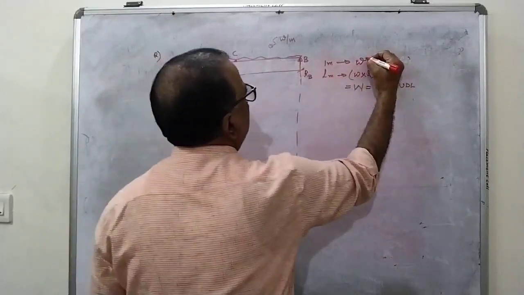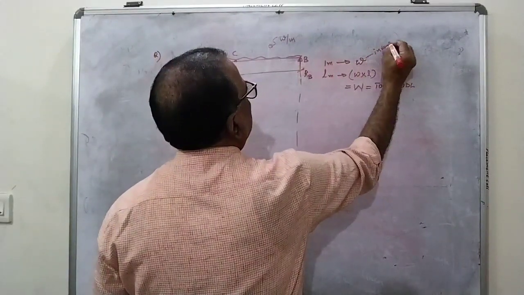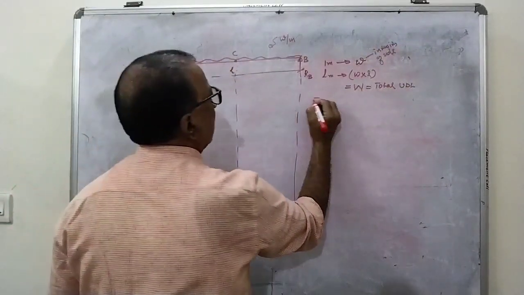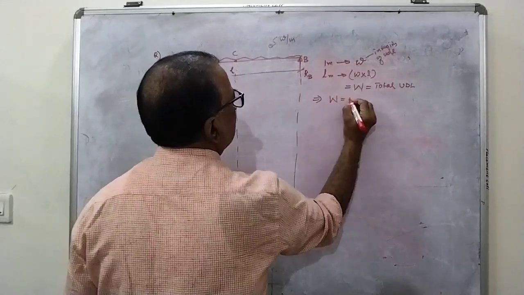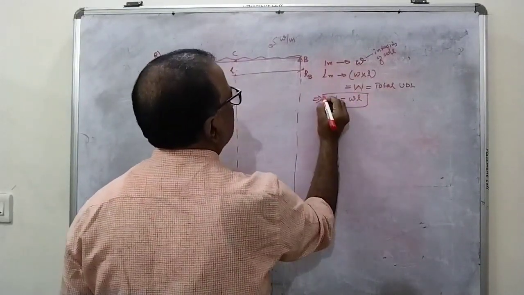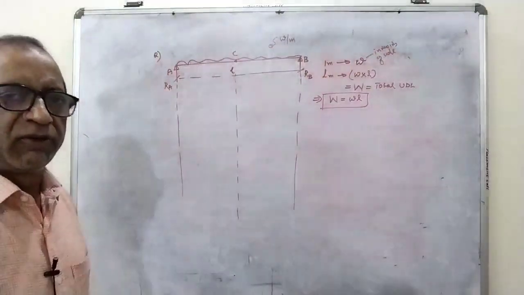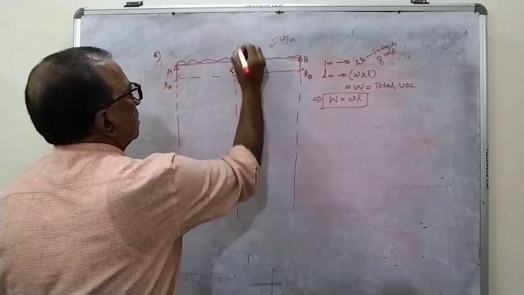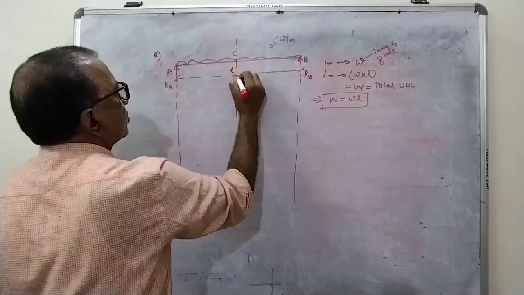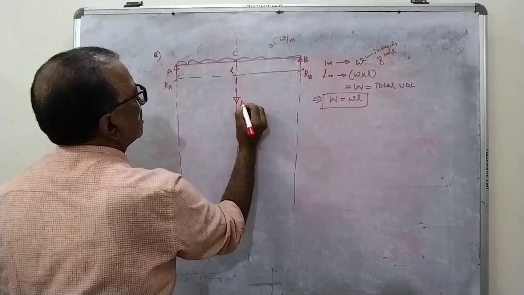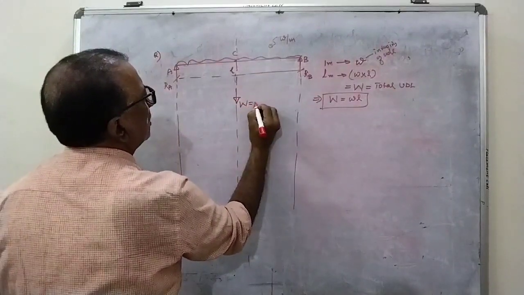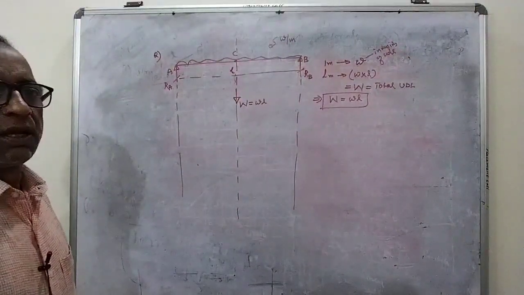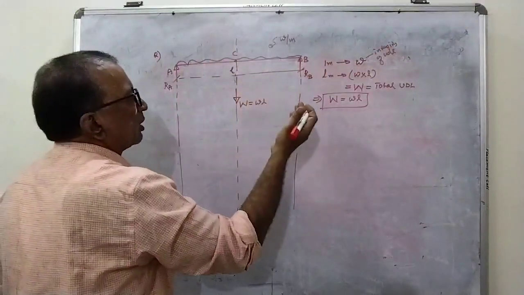And what is this small w? Intensity of UDL. This implies I can say capital W is equal to small w into L. And where will it act? At its center. Whatever the length of the UDL, it will act at its center, which is represented by capital W, that is equal to small w into L. And as already I can give another clue here.